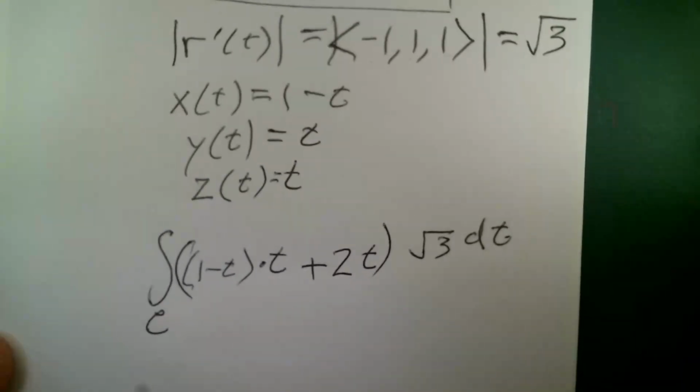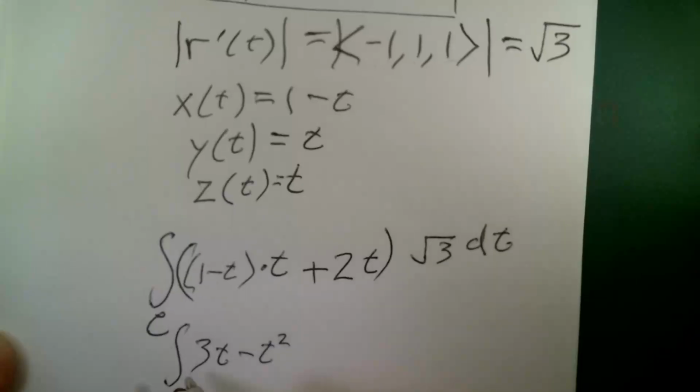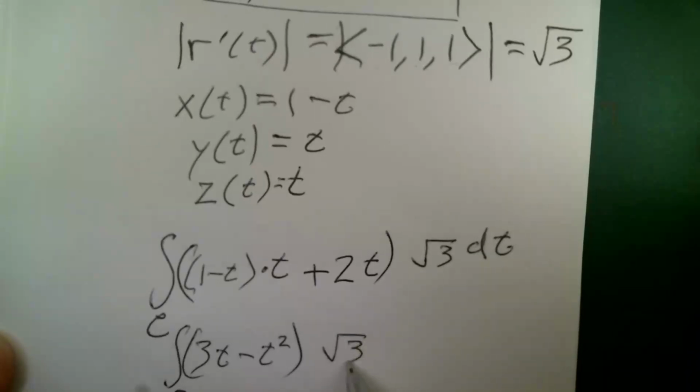Now, I have a good feeling that a lot of this is going to simplify. We get a 1 times t minus a t squared plus a 2t. That's 3t minus t squared, isn't it? So it's that thing. The differential on the end is root 3 dt.